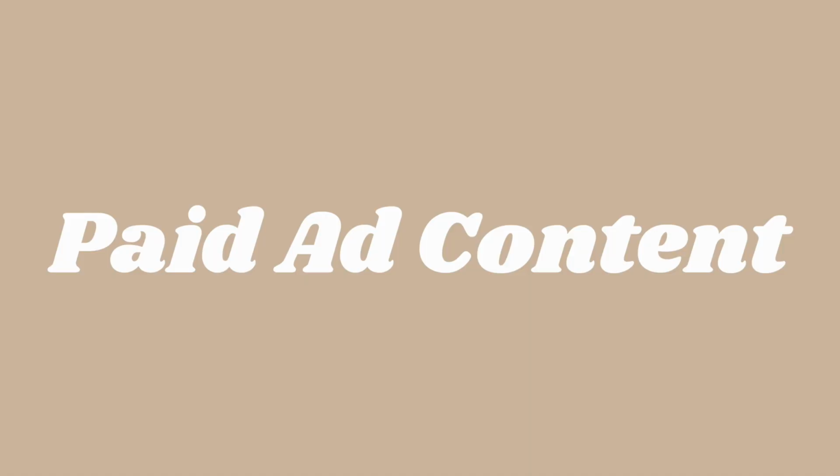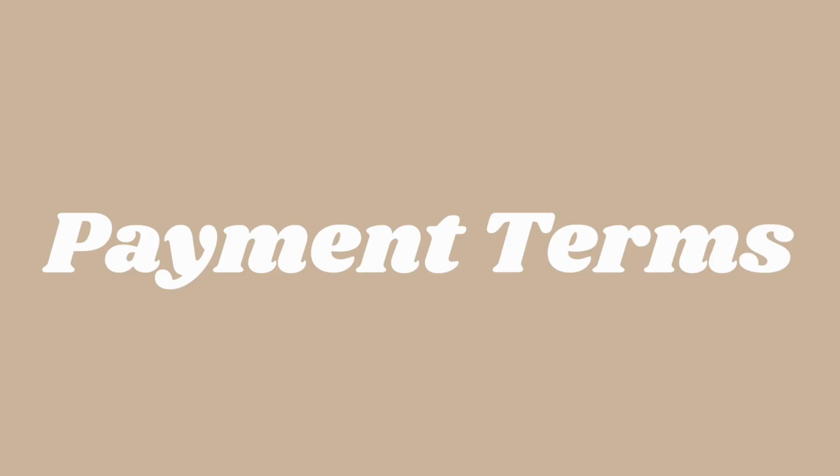In the letter P, I have 3 common terms that you'll benefit from knowing, and the first one being paid ad content. This is when the brand is putting money behind your content to run as a paid advertisement. The goal of paid social is to distribute and promote content to a targeted audience and in return convert these viewers into buyers. So next is payment terms.